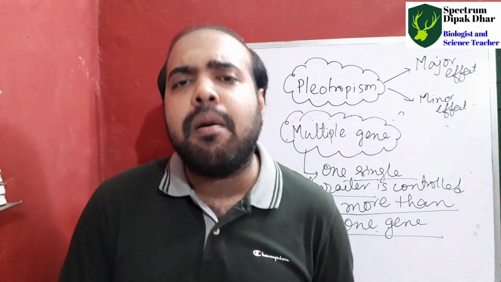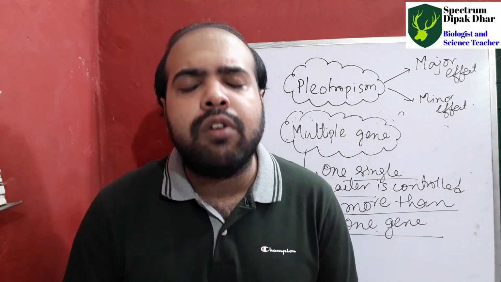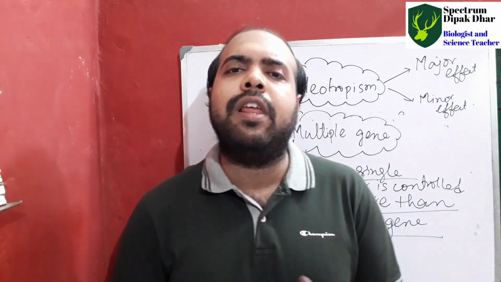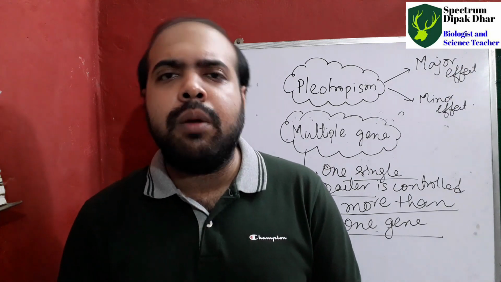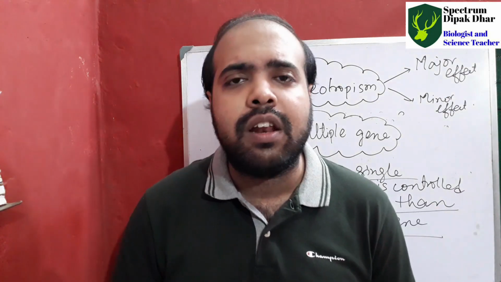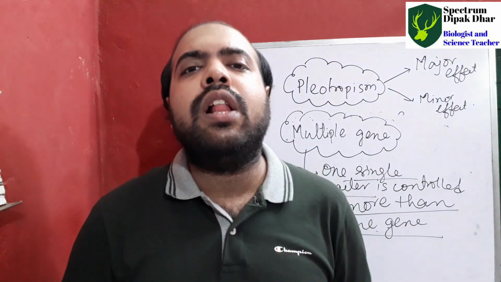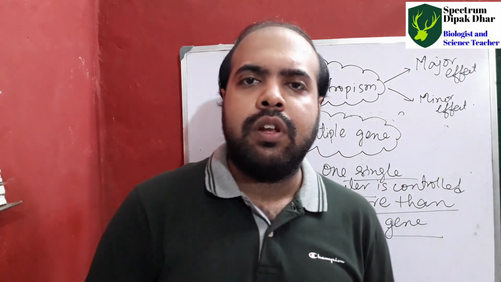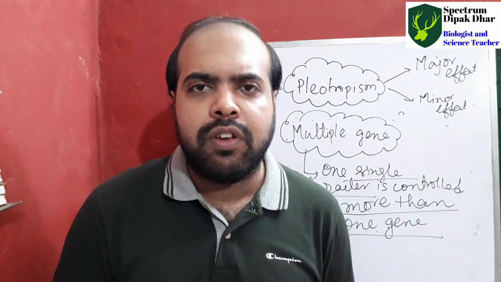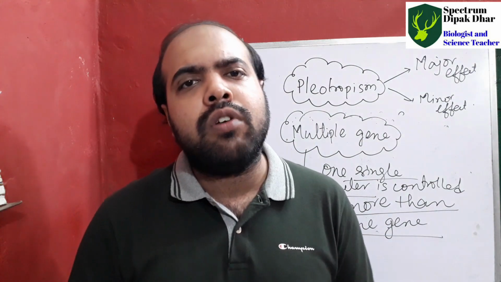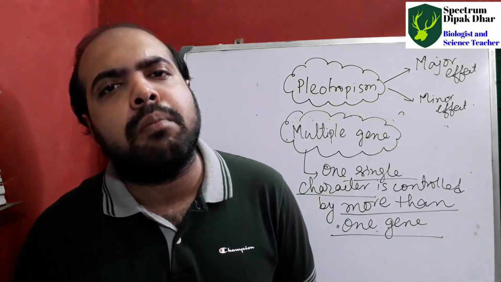So these are the examples of multiple gene. And what is multiple gene? I have already told you. It is exactly opposite to pleiotropism, when a single character is controlled by more than one gene. Skin color, eye color, hair structure, color of the hair, these are all examples of multiple gene. So that's all about pleiotropism and multiple gene. Hope all of you have understood a complete brief idea about pleiotropism and multiple gene.